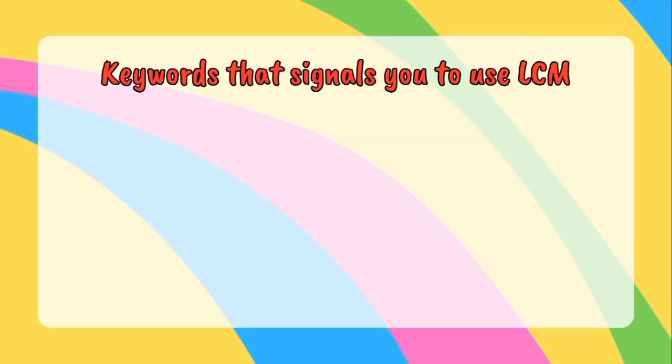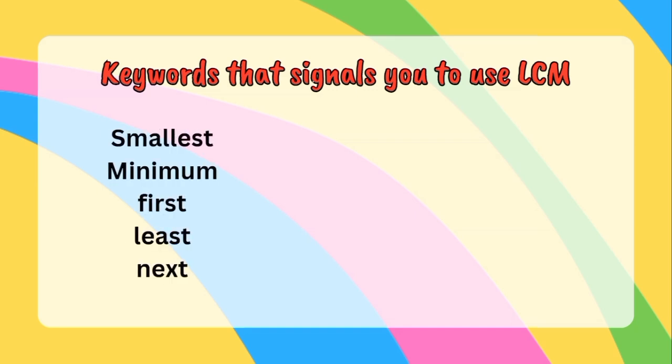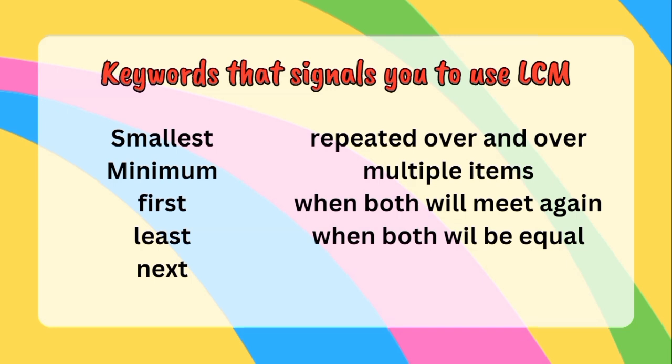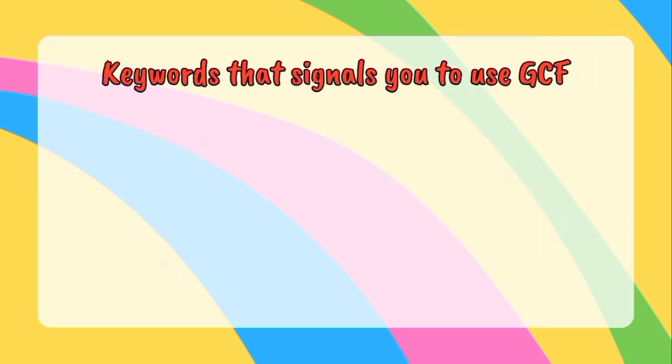What are those keywords that will signal to you that you will use LCM? These are the following words: the smallest, minimum, first, least, next, repeated over and over, multiple items, when both will meet again, when both will be equal. And those are the keywords. I'm not saying that you will actually read the exact words, but synonymous words of these words. Okay? So how about the GCF naman?